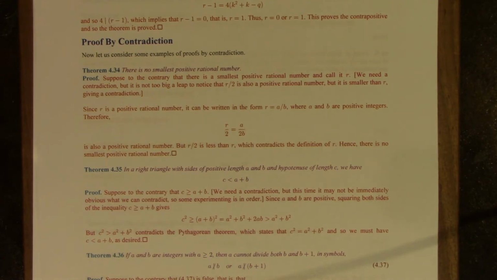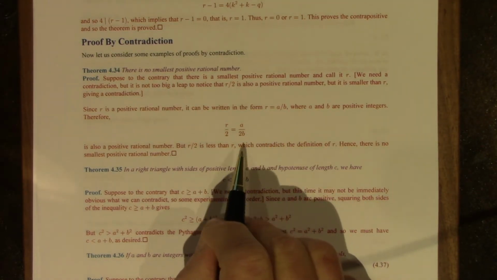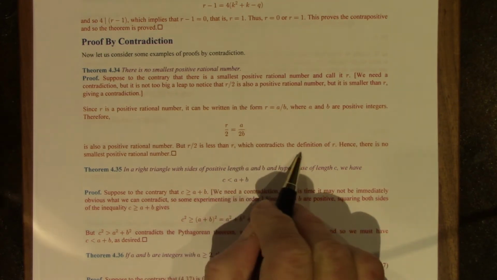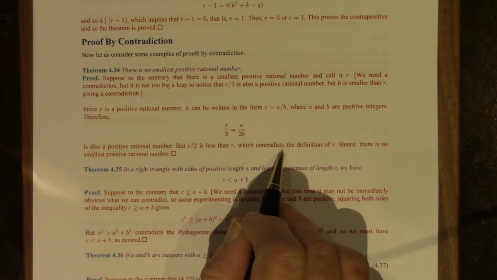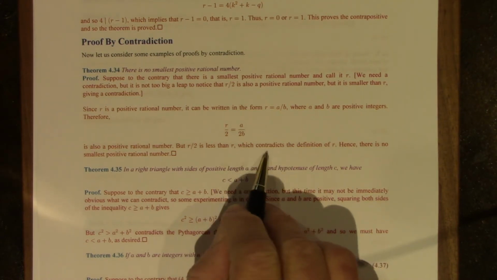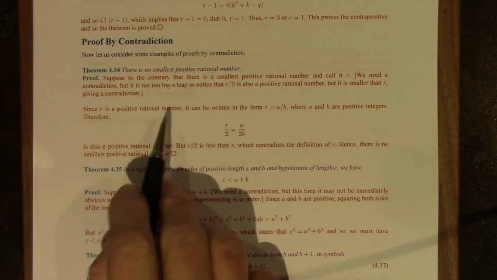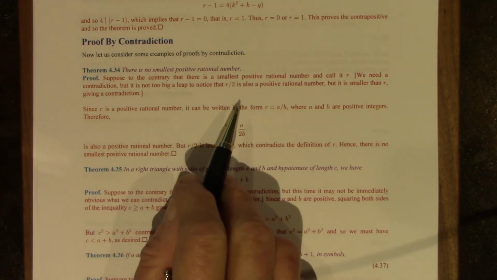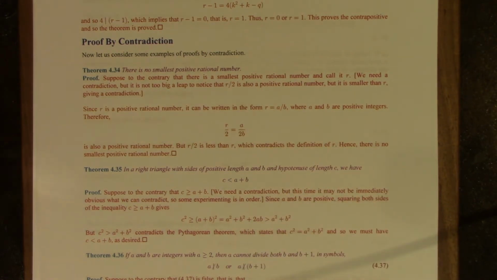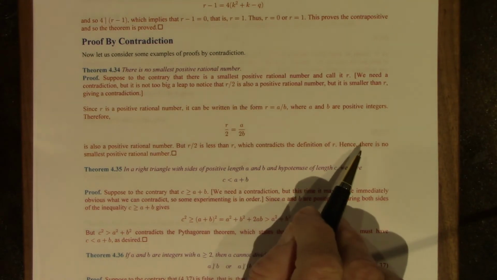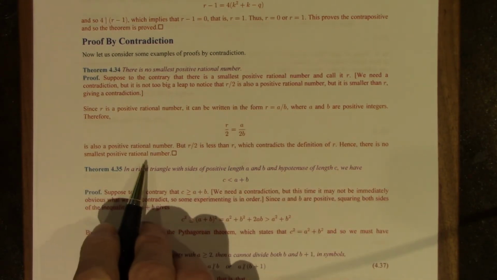It's important in proofs by contradiction to state what is being contradicted. Oftentimes you'll just see comma, a contradiction. And it's better as you're learning to do these proofs to say specifically what's being contradicted. So, which contradicts the definition of r. R is defined as the smallest positive rational number. So the existence of r over 2 contradicts the existence of r. And finally, hence, there is no smallest positive rational number.